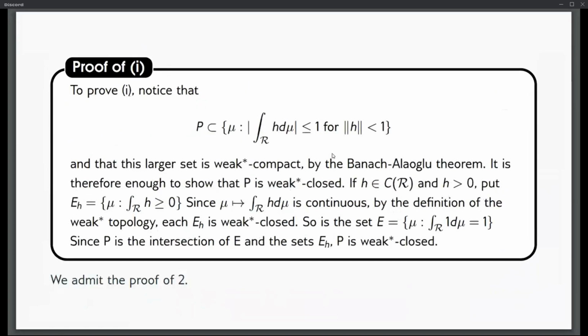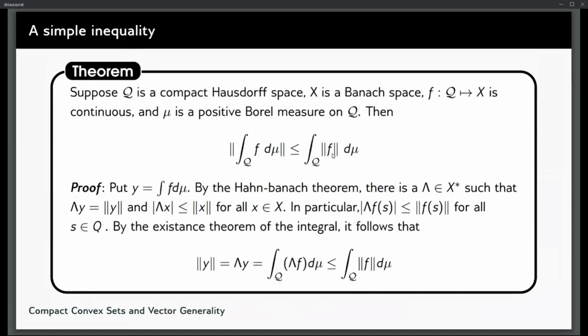Let's see. So we leave the proof of 2 for now. And finally, for vector valued integration, we have this inequality, which is a slightly stronger conclusion than what we have proved earlier. Remember, all integrals that are present here are understood how we defined them. So if Q is a compact Hausdorff space and X is a Banach space, f from Q to X is continuous, and mu is a positive Borel measure on Q, then the norm of the integral is at most the integral of the norm, which is what we expect it to be.